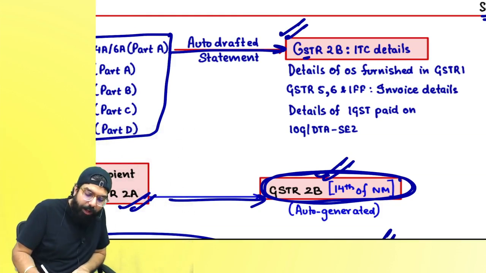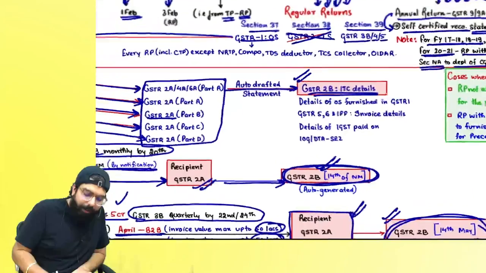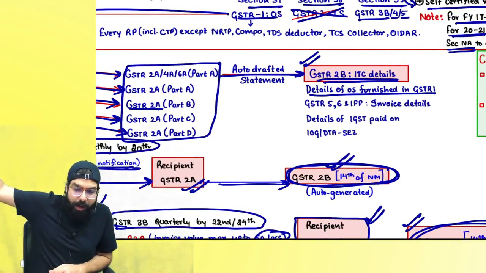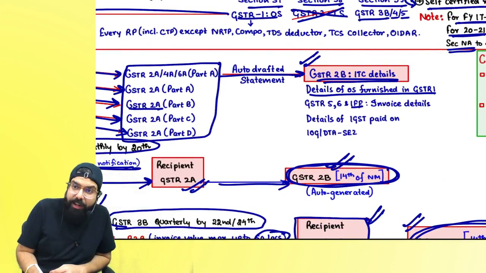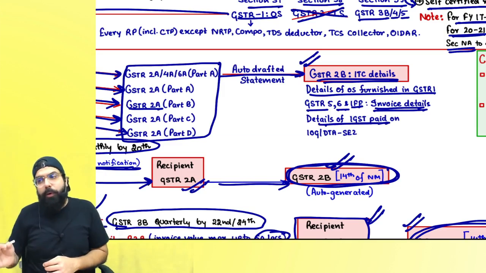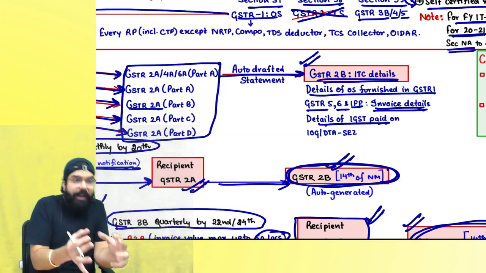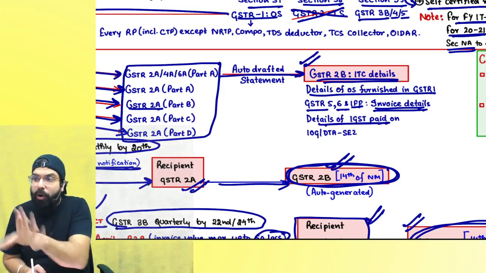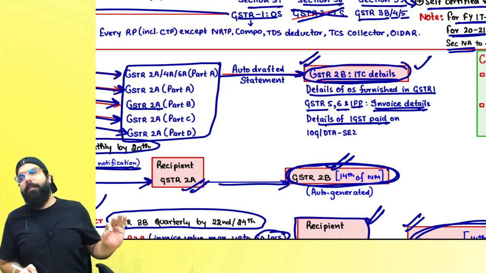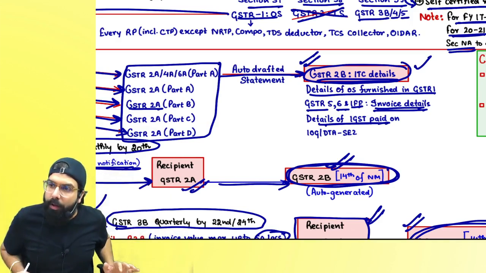In GSTR 2B, all your ITC detail will be there. Basically, all the details of outward supply which are furnished by the supplier in GSTR 1 or using invoice furnishing facility or GSTR 5 or GSTR 6, all the invoice details will be there. Plus, whatever IGST you have paid on importation of goods or taking the goods out of the SEZ, all those details will be there in your GSTR 2B, and you will be eligible to take the credit. Are we clear, everyone?